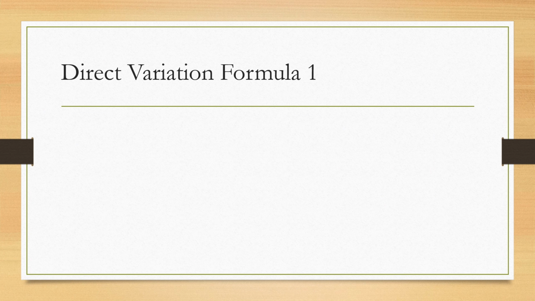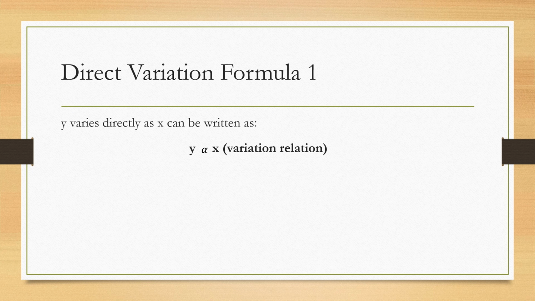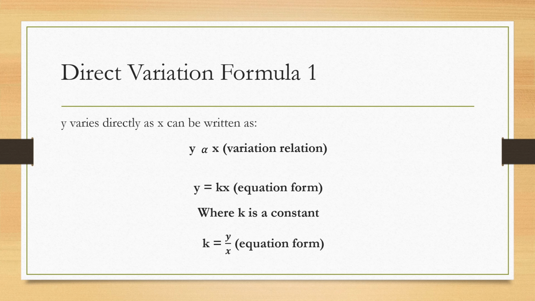Okay, we will learn the formula for direct variation. The first formula: if y varies directly as x, it can be written as y varies x. This is in the variation relation. The equation form is y equal to kx, where k is a constant.